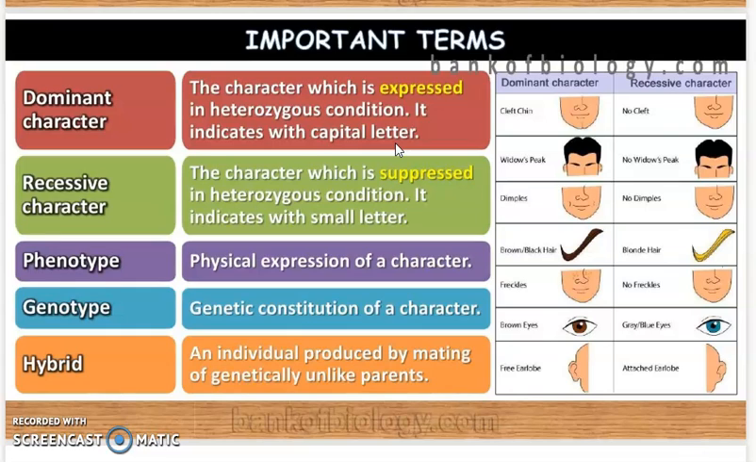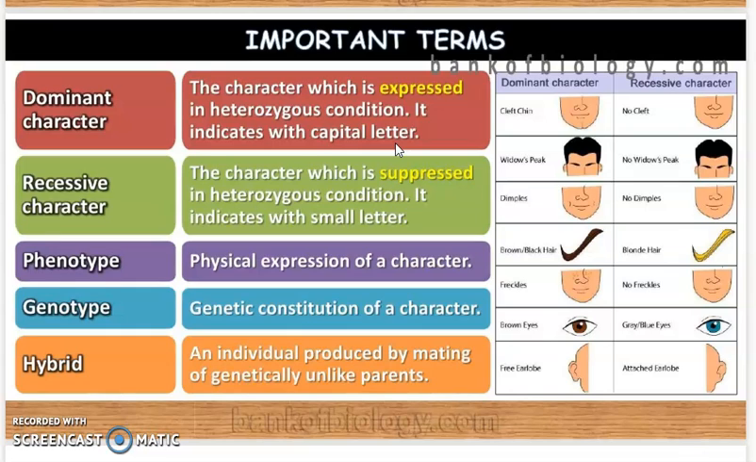Now, what is phenotype? It is the physical expression of a character. The physical appearance of a trait, like tallness, it's height, it's the physical appearance. And genotype is the genetic constitution of a character, like capital T, small t. So these are the genotype, right?